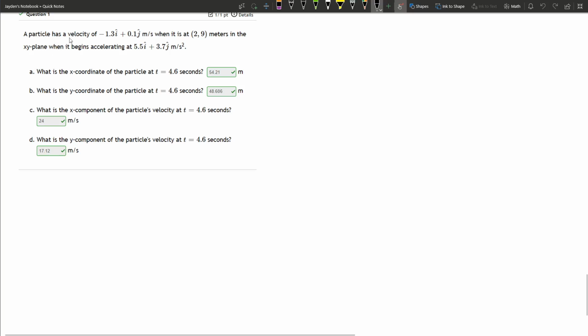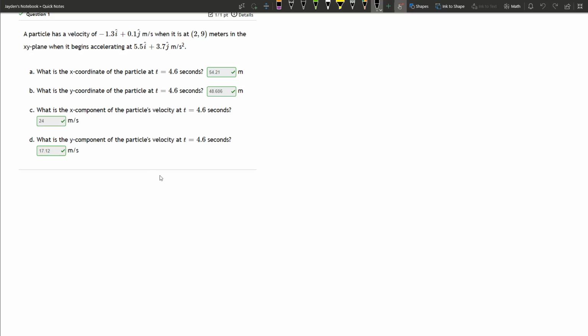So it says a particle has a velocity of negative 1.3 i hat plus 0.1 j hat meters per second when it is at 2.9 meters in the xy plane when it begins accelerating at 5.5 i hat plus 3.7 j hat. So these are all initial values that it's given us.